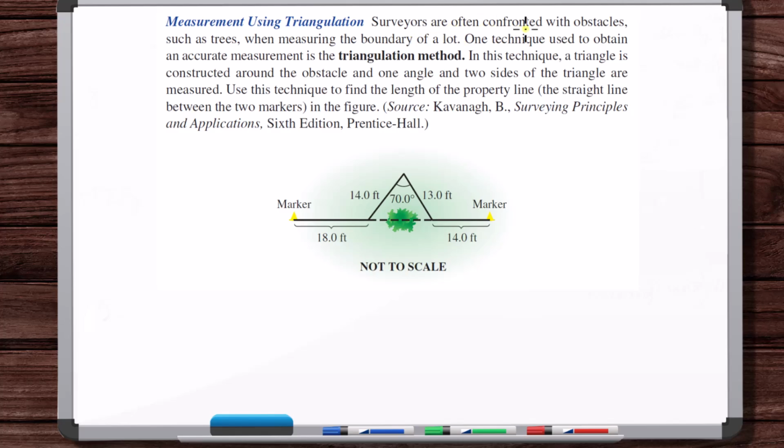Surveyors are often confronted with obstacles, such as trees, when measuring the boundary of a lot. One technique used to obtain an accurate measurement is the triangulation method. In this technique, a triangle is constructed around the obstacle, and one angle and two sides of the triangle are measured. Use this technique to find the length of the property line, which is the straight line between the two markers in the figure.